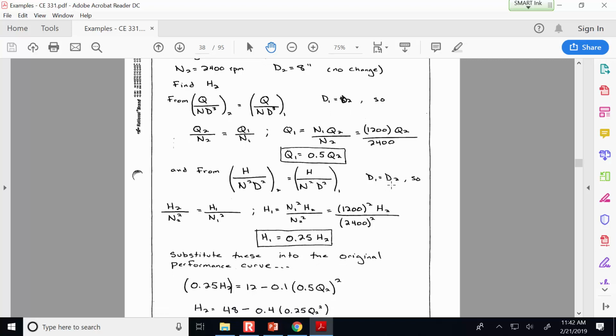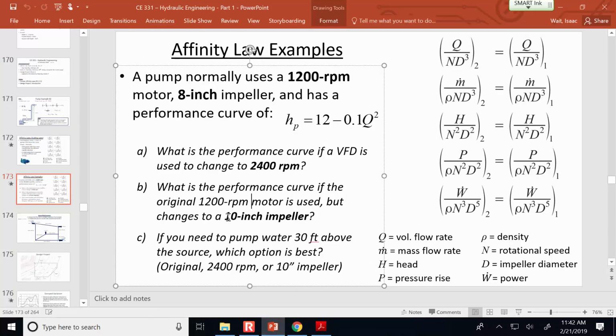So you're going to have this first phase where you find the ratio of the flow rates, Q, and then the second phase where you're finding out the relationship of the H values, and then you'll substitute both the Q relationship and the H relationship into the original pump head equation. But this time what we want to do is we want to say we're going to have a 10-inch diameter impeller.